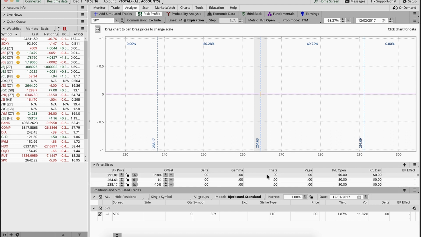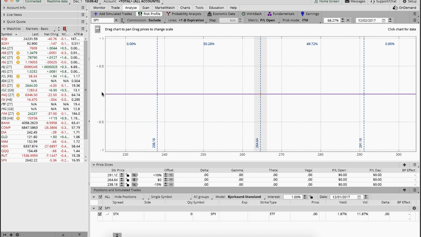This will actually show us our real-time option Greeks, our delta, our theta, our vega, and our important part here as well, our profit and loss for today and our profit and loss since we opened the trade. So this is going to actually not just show us our expiration risk profile. This will also show us a real-time risk profile, which is really, really helpful in your option trading.